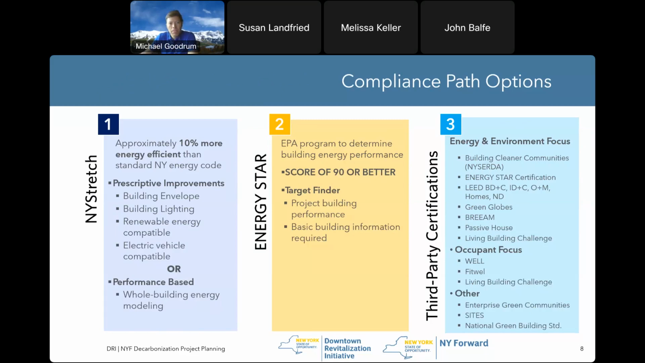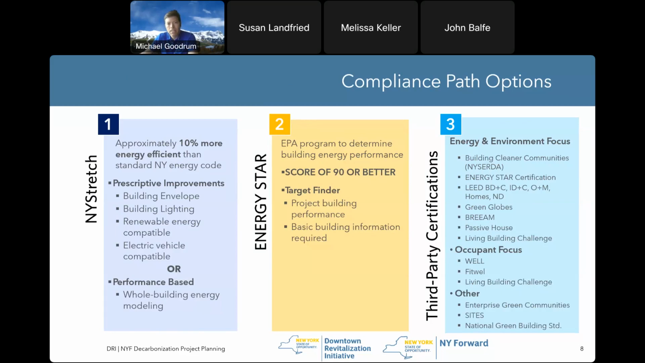The first being meeting the New York Stretch Code. It's basically 10% more efficient than the state's base energy code. You can meet it in 2 different ways, prescriptive or performance. So that's the first path.